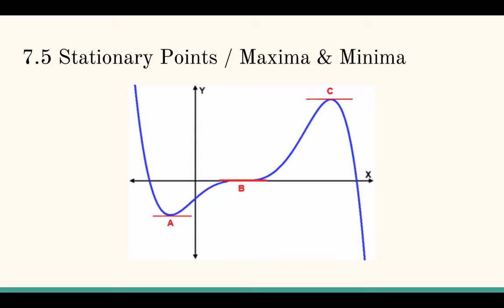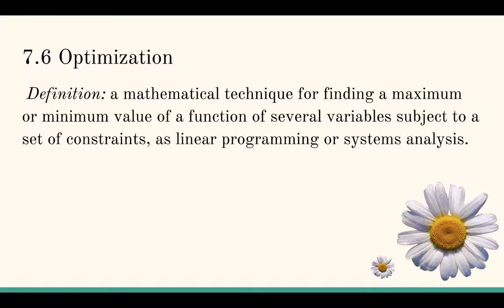7.5 was about stationary points, as well as the maxima and the minima. Stationary points in this graph are points A, B, and C. 7.6 was about optimization, meaning a mathematical technique for finding a maximum or minimum value of a function of several variables subject to a set of constraints, as in linear programming or system analysis.